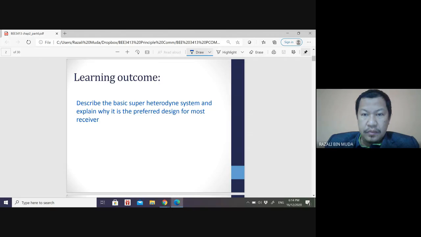So the learning outcome: the student should be able to describe the basic super heterodyne system and super heterodyne receiver system, and explain why it is the preferred design for most receivers. So this is the keyword for today's lesson: super heterodyne.